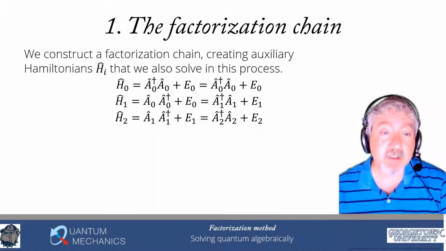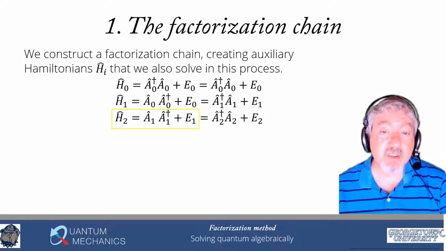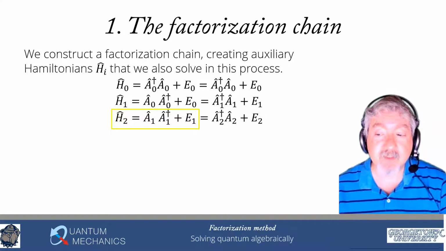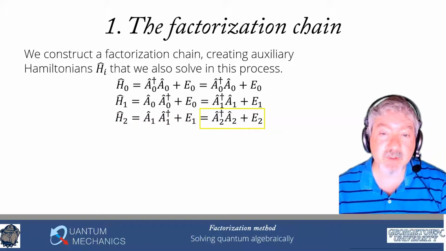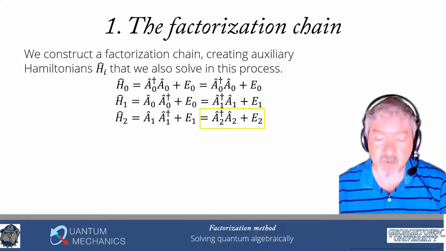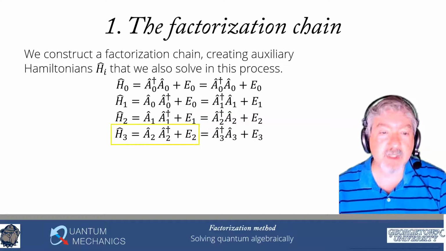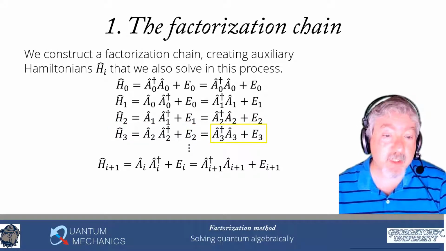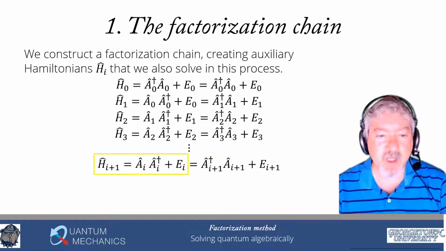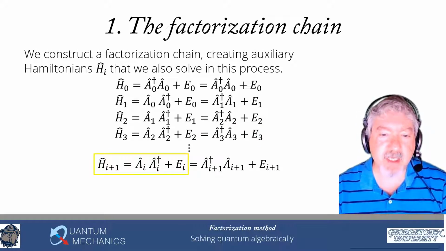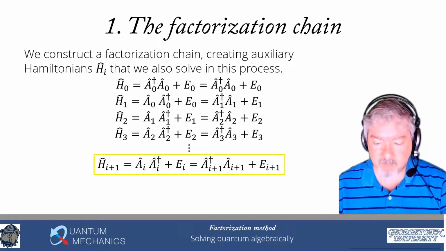And then we just repeat this. H2 will be changing the order of the A1 dagger, A1 plus E1. We then refactorize that Hamiltonian, and we get A2 dagger A2 plus E2. And then we continue, we do the same thing for H3, and we keep going. And the general case will have H i plus 1 equal to A i, A i dagger plus E i, which is going to then be refactorized into A i plus 1 dagger, A i plus 1 plus E i plus 1.